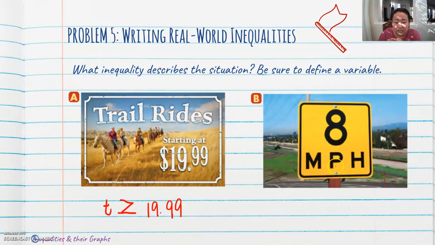And so for this, we're talking about speed. So let's use the variable s. Your speed allowed could be equal to 8 miles per hour, but definitely not higher than that. And so we are going for less than. So the speed for that road is going to be less than or equal to 8 miles per hour.